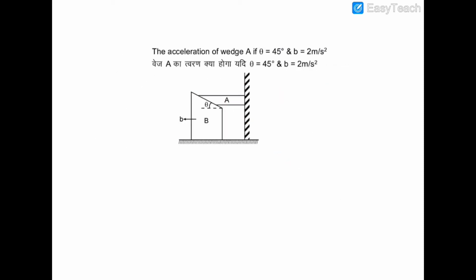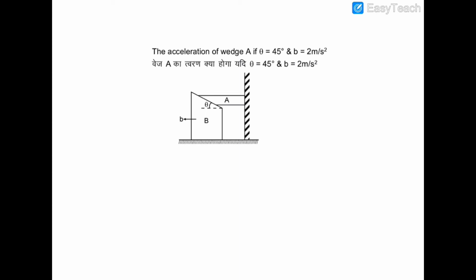This is a similar kind of problem which we have done in the past, and in this problem the acceleration of block B, wedge B, is given as B, whose value is 2 meters per second square, and we have to find out the acceleration of rod A. Now again we can see that rod A is restricted from one end to move parallel to the wall. So rod A will move in the downward direction. This is the conclusion which we draw from this question.